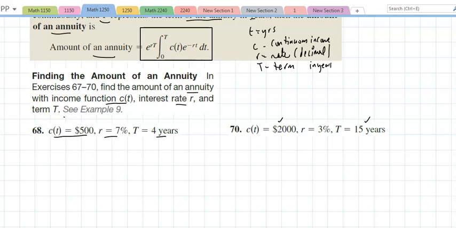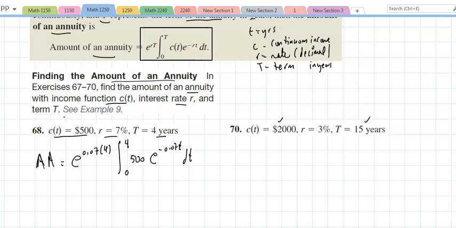Well, the amount of annuity, so let's say AA, annuity amount, would be the integral of e to the r, 0.07 times capital T, times 4. Not much to do here. Not even memorize this. Just plug in. The cost is 500. e to the negative 0.07 times t dt. Right?